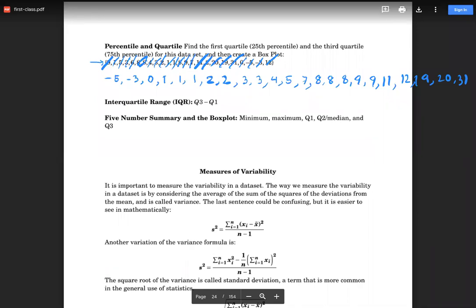Now to find the first quartile, the 25th percentile, all right? How many data points do we have? 1, 2, 3, 4, 5, 6, 7, 8, 9, 10, 11, 12, 13, 14, 15, 16, 17, 18, 19, 20, 21, 22, 23 data points, okay? There are 23 data points here.